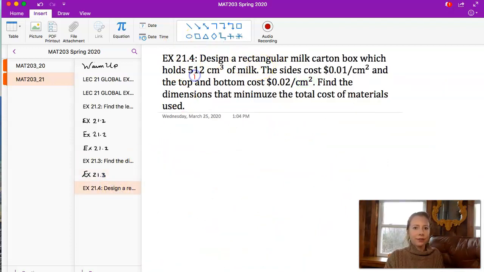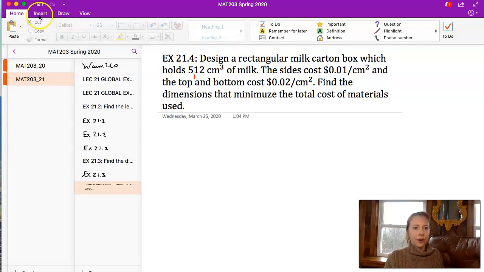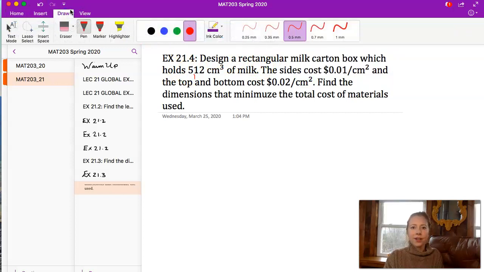All right. So, last one for the day, for the lecture. Exercise 21.4, we're going to design a rectangular milk carton box which holds 512 cubic centimeters of milk. The sides cost 1 cent per square centimeter, and the top and bottom cost 2 cents per square centimeter. We're going to find the dimensions that minimize the total cost of materials.